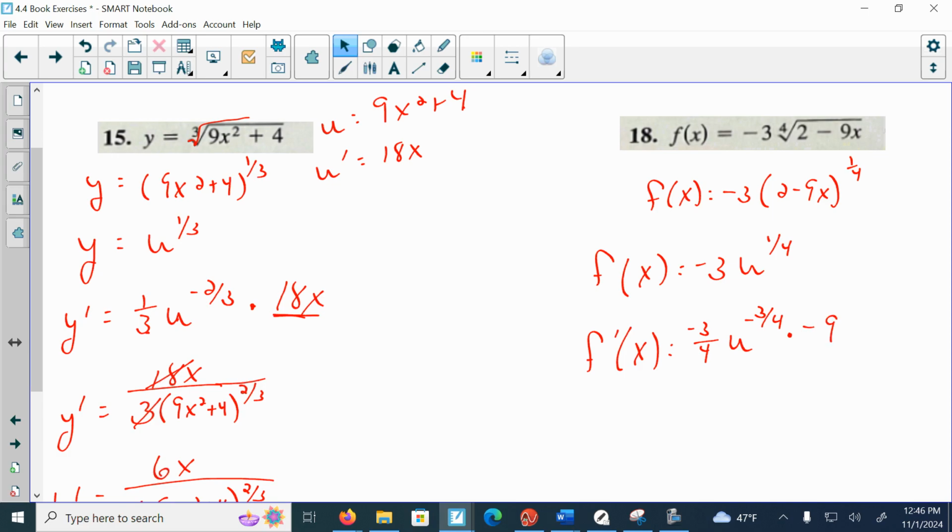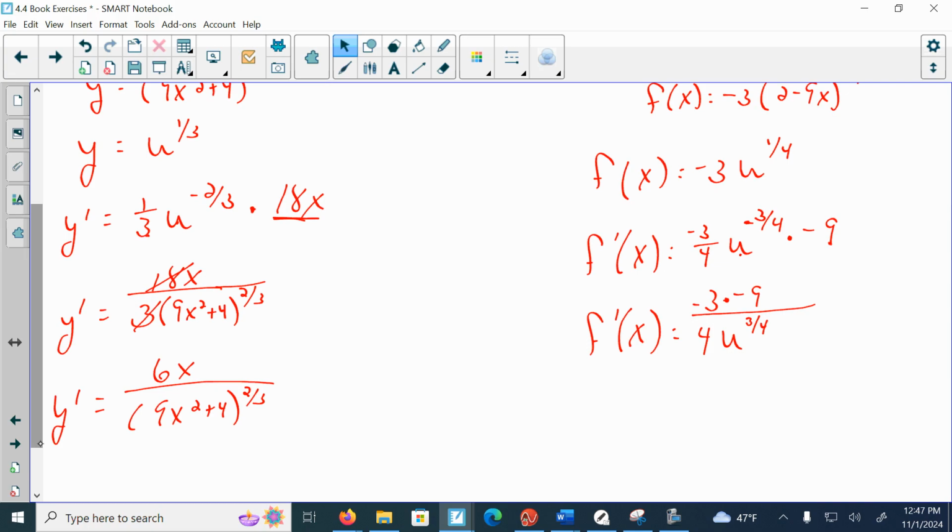Now, again, this 4 is in the denominator. This u is going to move to the denominator because it has this negative exponent. This 9 is in the numerator. So I am going to take this negative 3 and just write negative 3 times negative 9. You would probably do that while you were doing it, but I'm just showing every single possible step here. Here's the 4. Here's the u to the 3/4 power. Now I'm going to substitute back in my u and multiply.